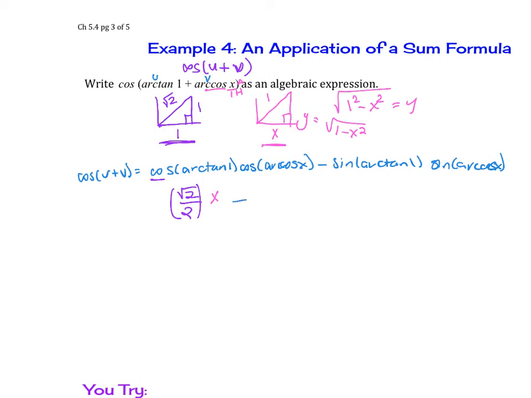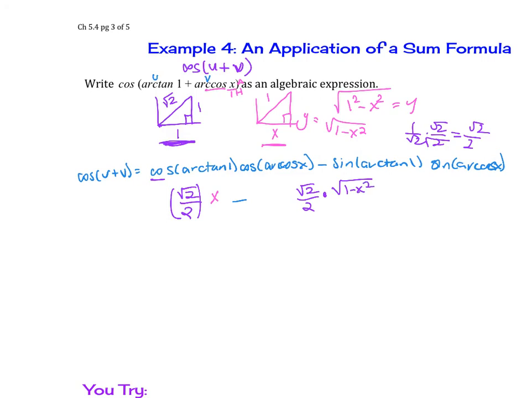And then minus sine of the arctangent of 1. So for arctangent of 1, we're looking at this one, sine. That is opposite over hypotenuse, which is 1 over root 2, or root 2 over 2, right? So 1 over root 2, you rationalize the denominator. So that's why it's root 2 over 2. Then the sine of arccosine of x, so that is opposite, so that's the square root of 1 minus x squared over the hypotenuse of 1.